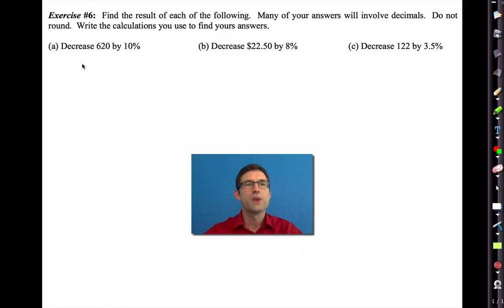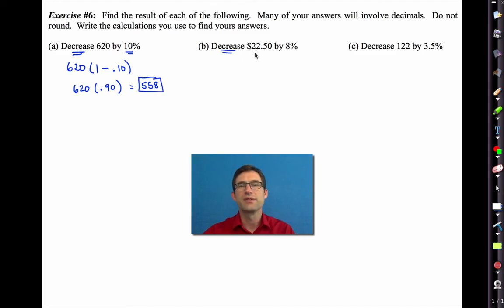Okay, so if I want to decrease 620 by 10%, the way I'm going to keep looking at this, I want this form, right? 1 plus a percent when it's increasing, 1 minus a percent when it's decreasing. So I've got 90% remaining. So 620 times 0.90 gives me 558.